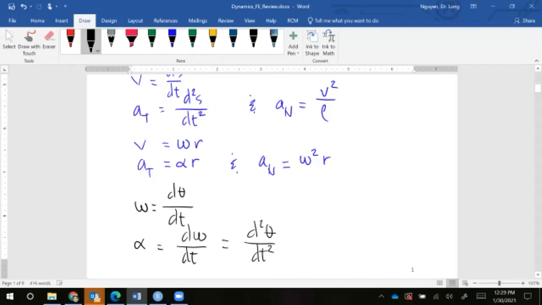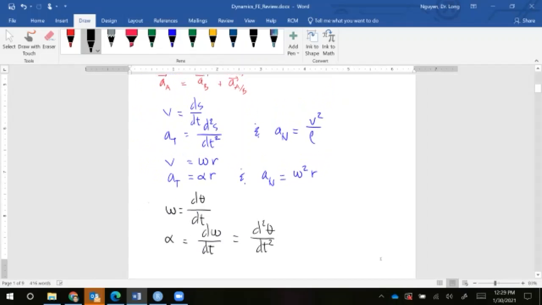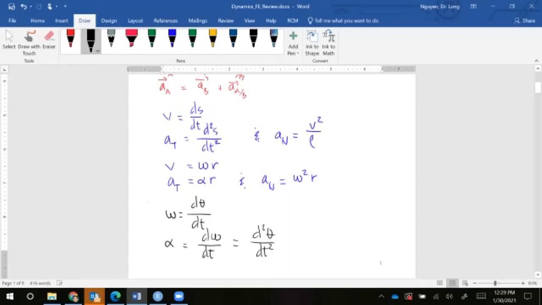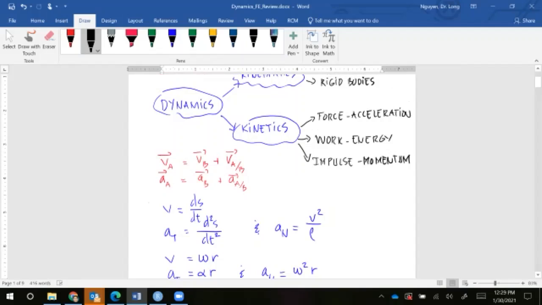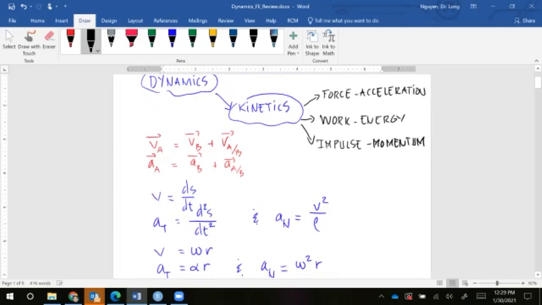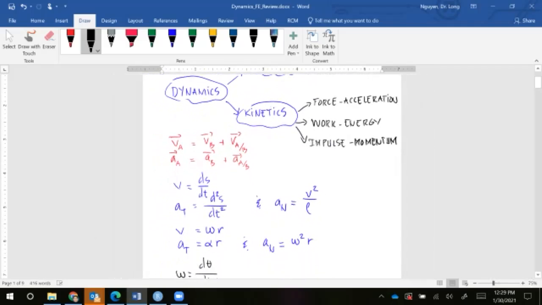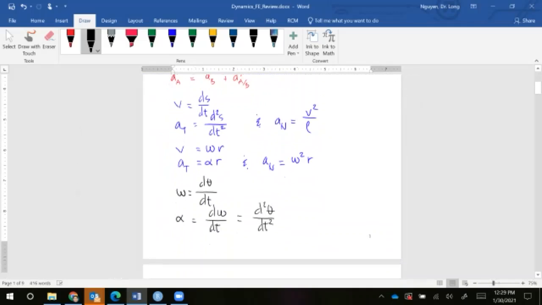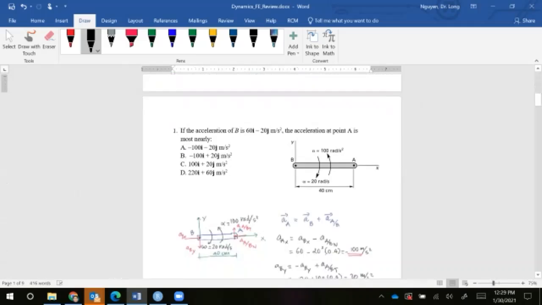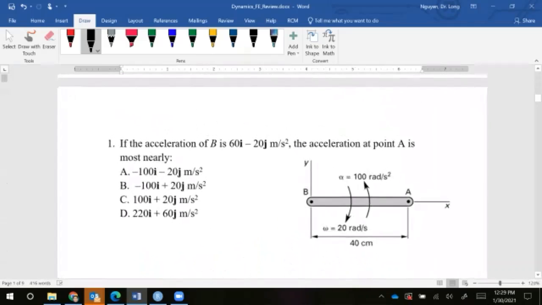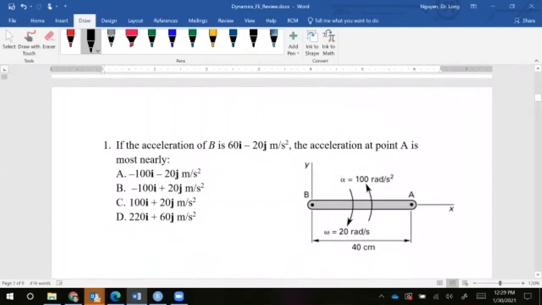So those are a few equations that apply, and I want to write them down. And when we go to the problems, for other equations, such as the equations to apply for force and acceleration, work energy, and impulse momentum, I'm going to write them down so that you can recall and apply them. With that, let's move to a few problems that I just prepared, and I will analyze them and show the solution.